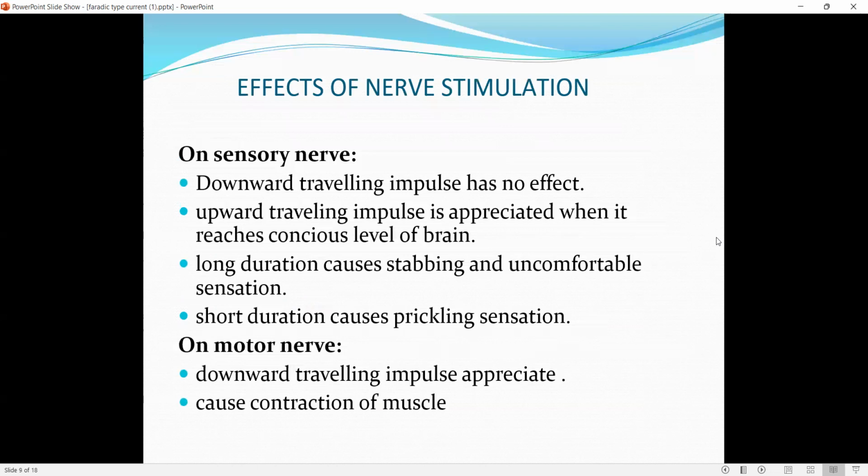Effect of nerve stimulation on a sensory nerve: a downward traveling impulse has no effect. An upward traveling impulse is appreciated when it reaches the conscious level of the brain. Long duration causes a stinging and uncomfortable sensation. Short duration causes a prickling sensation. On a motor nerve, a downward traveling impulse causes contraction of the muscle.